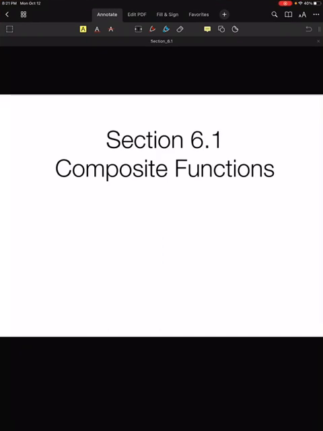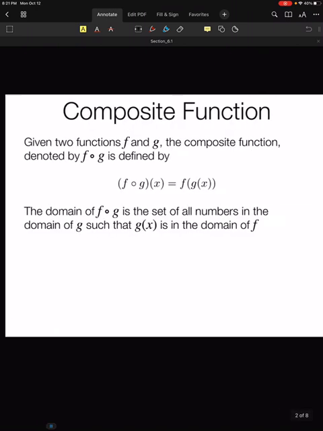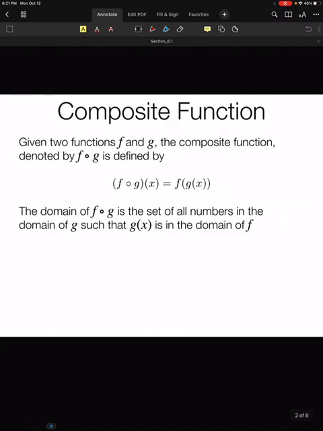In this video, we're going to talk about section 6.1, which is about composite functions. In order to talk about composite functions, we need to know what a composite function is. So given two functions, f and g, the composite function is what we see below here.